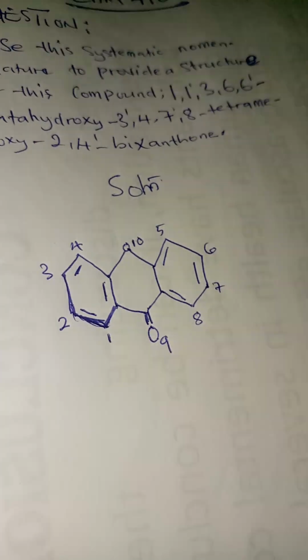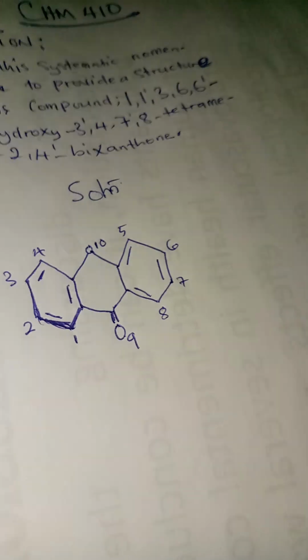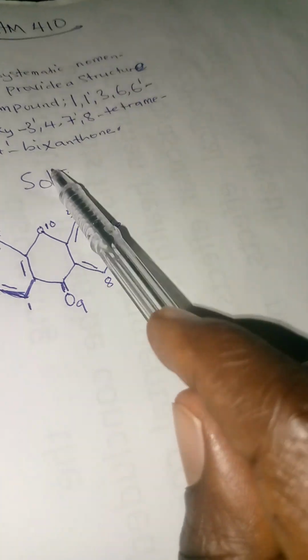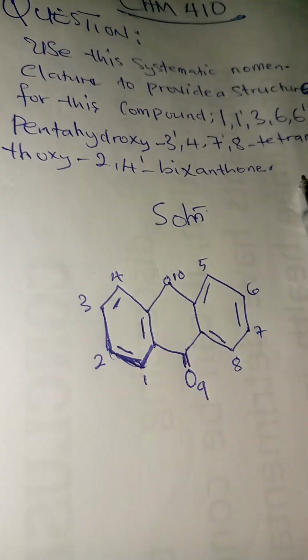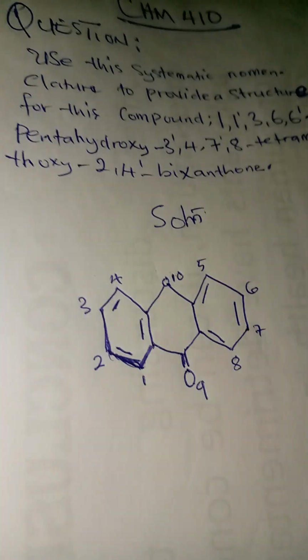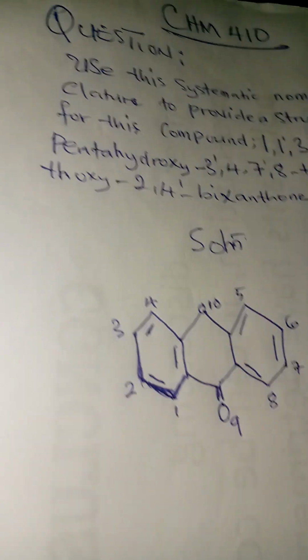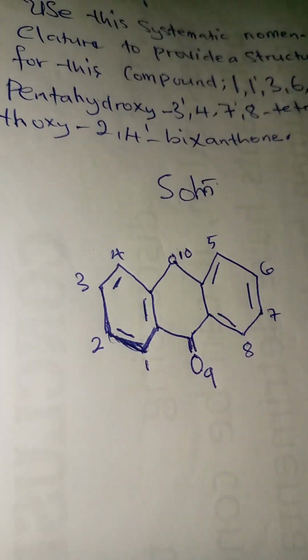Once you do this, you go back to the question again. What's the question saying? The question says bixanthone. That means xanthone is two in this question. Where are they connecting? If there are two, this is one. Where is the other one?